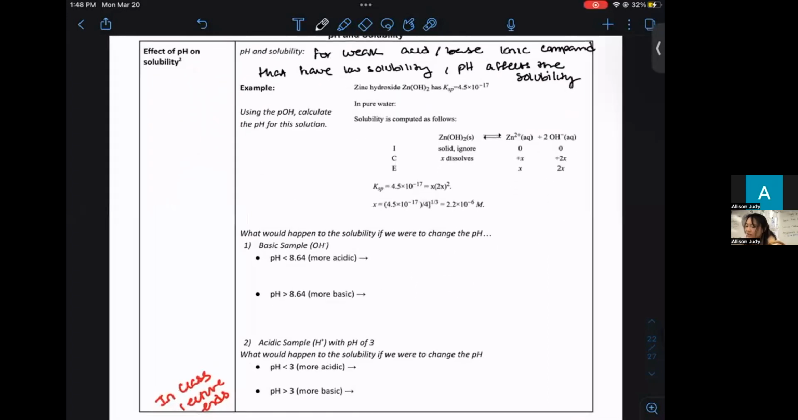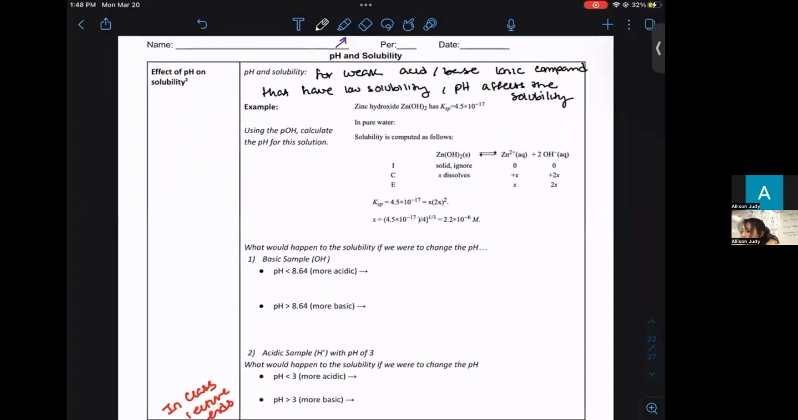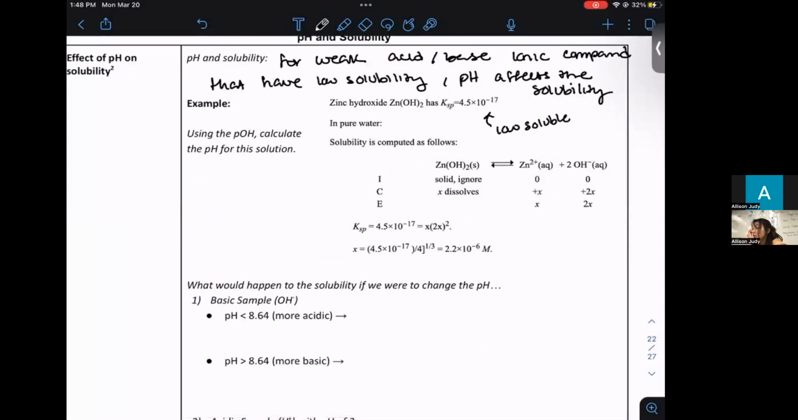So here's just more of a conceptual walkthrough. Let's say you have zinc hydroxide and it has a Ksp of 10 to the -17. This is really low solubility based off of this Ksp. This guy does not want to dissociate at all, but it will a little bit. In pure water, you get the following process. And I'm okay with just showing you this picture because you've already been through this process multiple times. You would get that the solubility of this zinc hydroxide compound when dropped into water would be 2.2 times 10 to the -6.